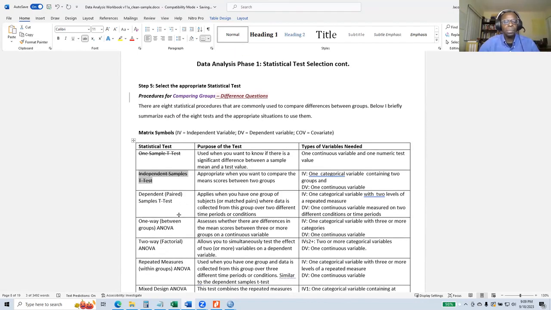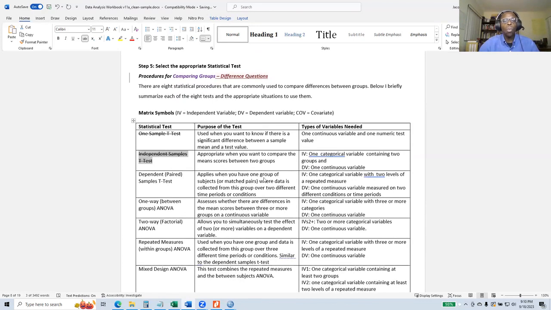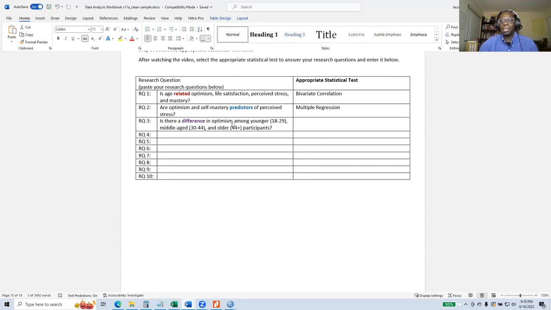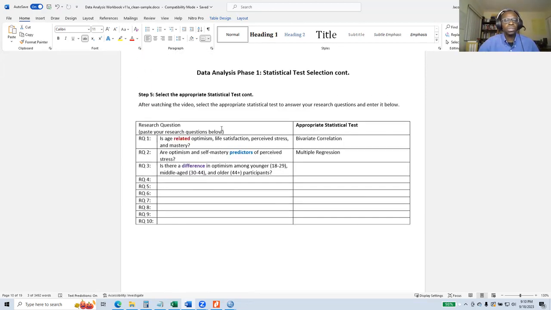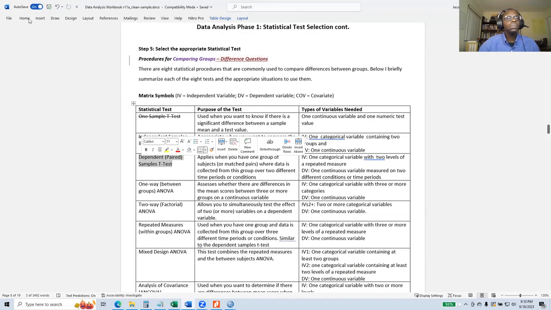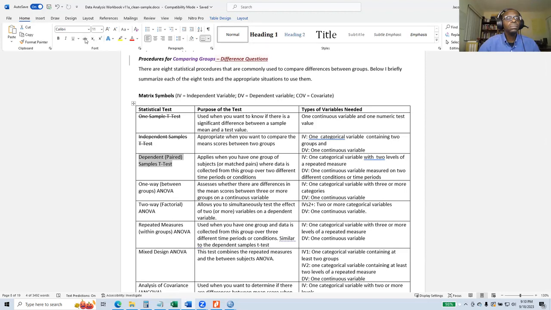Dependent or paired samples t-test applies when you have one group of subjects or matched pairs where data is collected from this group over two different time periods. So that's like a pre-test and a post-test. We don't have any information over here about a pre-test or post-test. We're not asking about that. We're asking about optimism scores between three age groups. So that's not it.